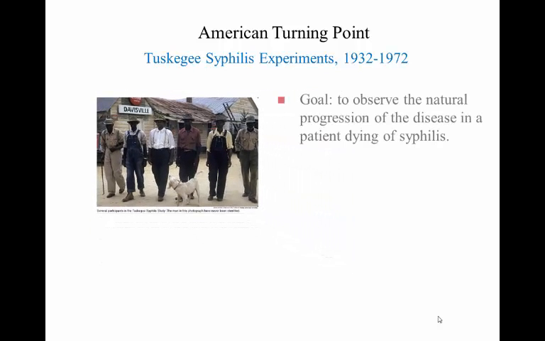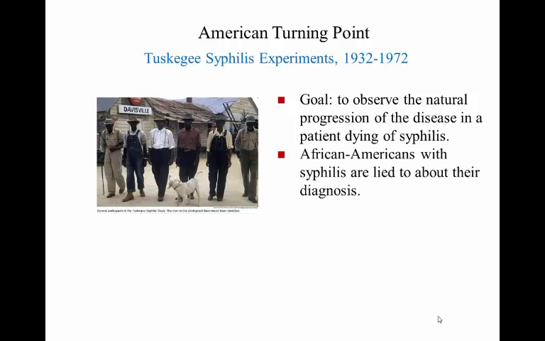The goal of the experiment was to observe the natural progression of the disease in a patient dying of syphilis. So it was a lot like the Nazi experiments in that the goal was to observe how someone dies. African Americans with syphilis were recruited and then lied to about their diagnosis. They were told they had bad blood, which isn't even really a disease.